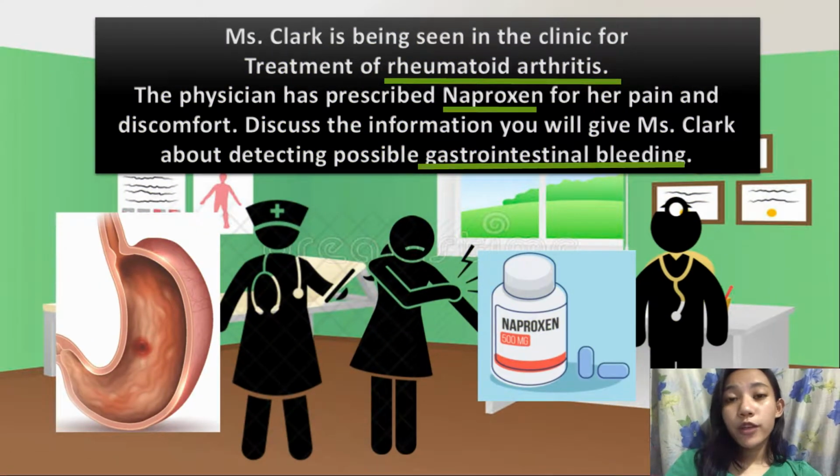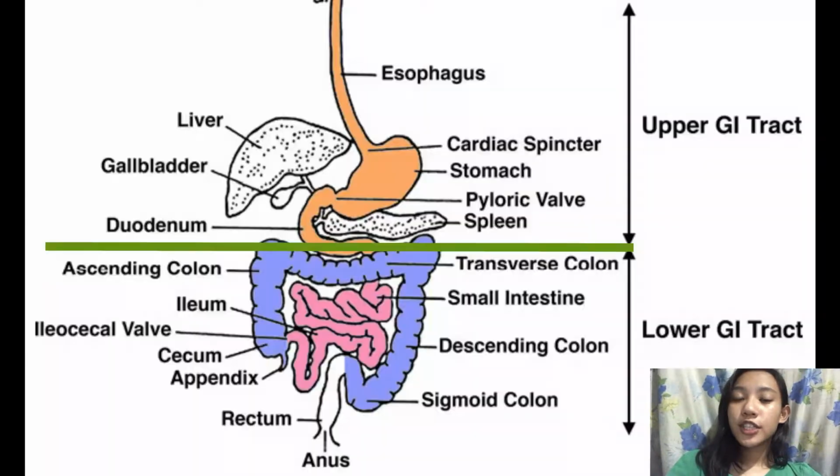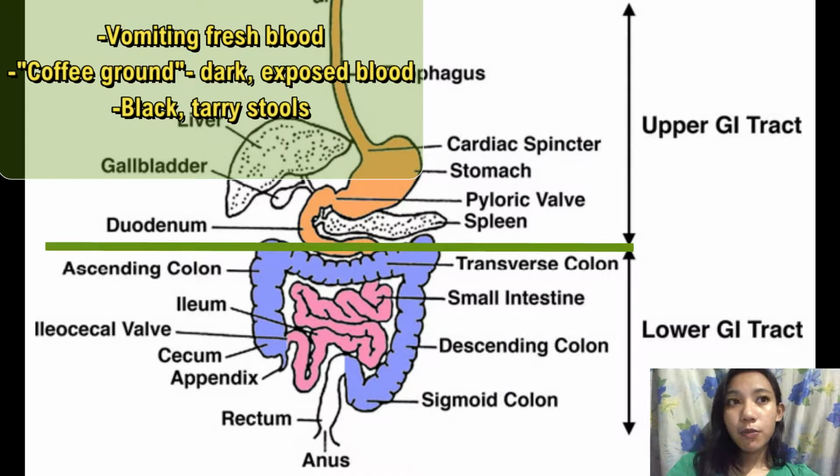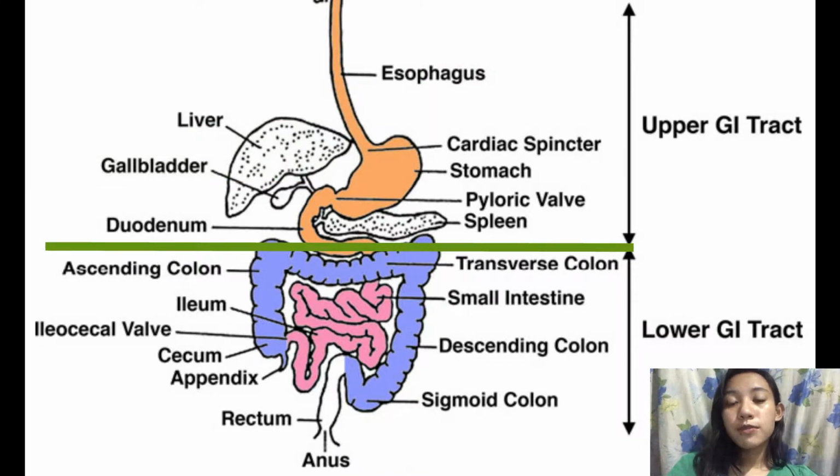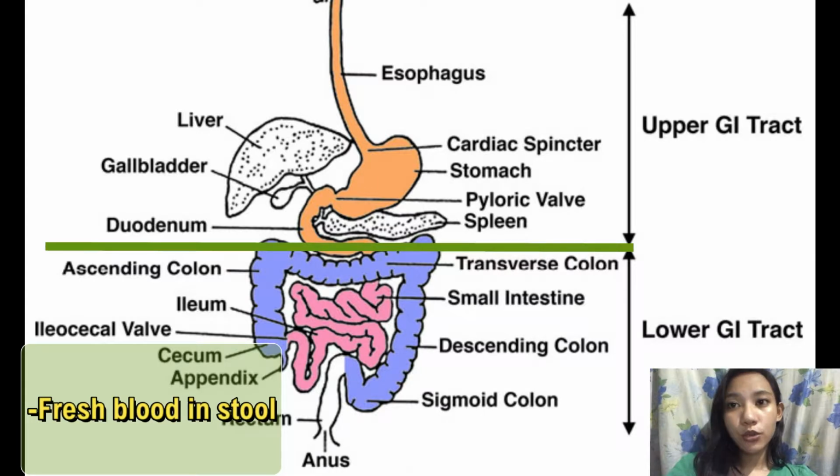And then, we are going to the third case fact, wherein we discuss the information to Miss Clark about detecting possible gastrointestinal bleeding. So, our GI or gastrointestinal tract has two parts, which are the upper GI tract and the lower GI tract. So, when you experience vomiting fresh blood, coffee ground, dark exposed blood, and black tarry stools, it is from bleeding in the upper GI tract. But when you experience fresh blood in stool, it is bleeding from the lower GI tract.